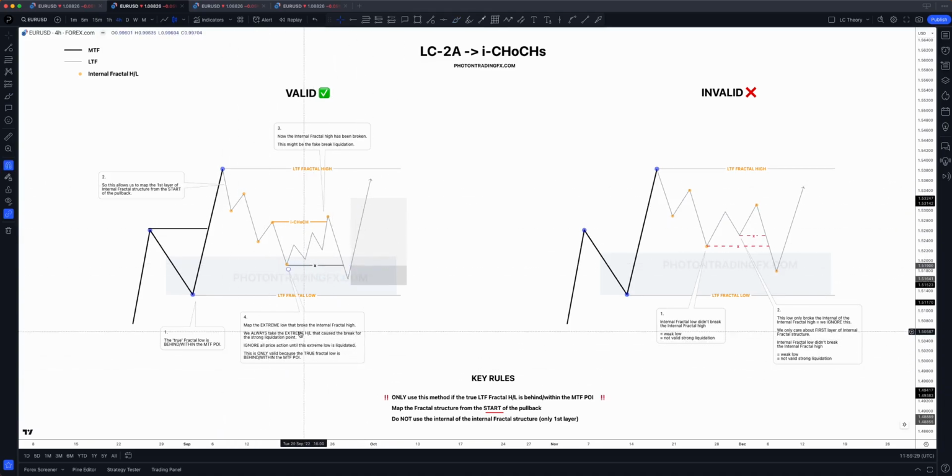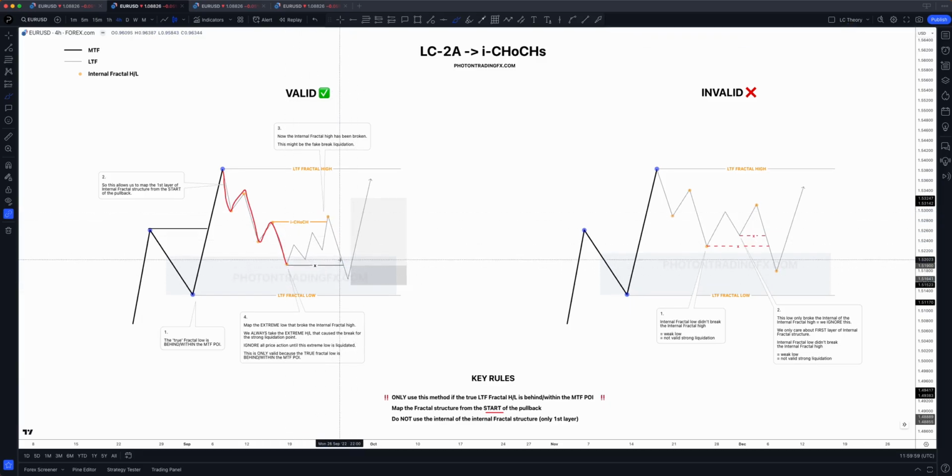So read these annotations. It can kind of help you to do it, right? Map the extreme low that broke the internal fractal high. We've done that, okay? This low here. We always take the extreme high and low that caused that break, okay? So yes, this low here did break this high, but why do we not care about that? Because that's the internal of the internal fractal structure. We don't care about it. We only map the first layer and we define that from the start of the pullback, okay? Once that fake break occurs, we take the extreme and you wait for that to go.